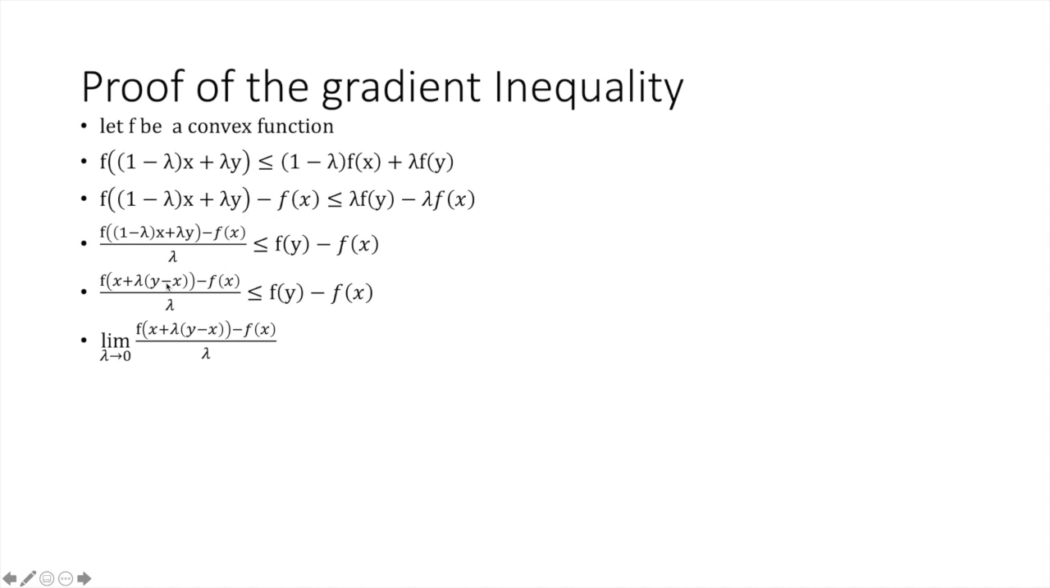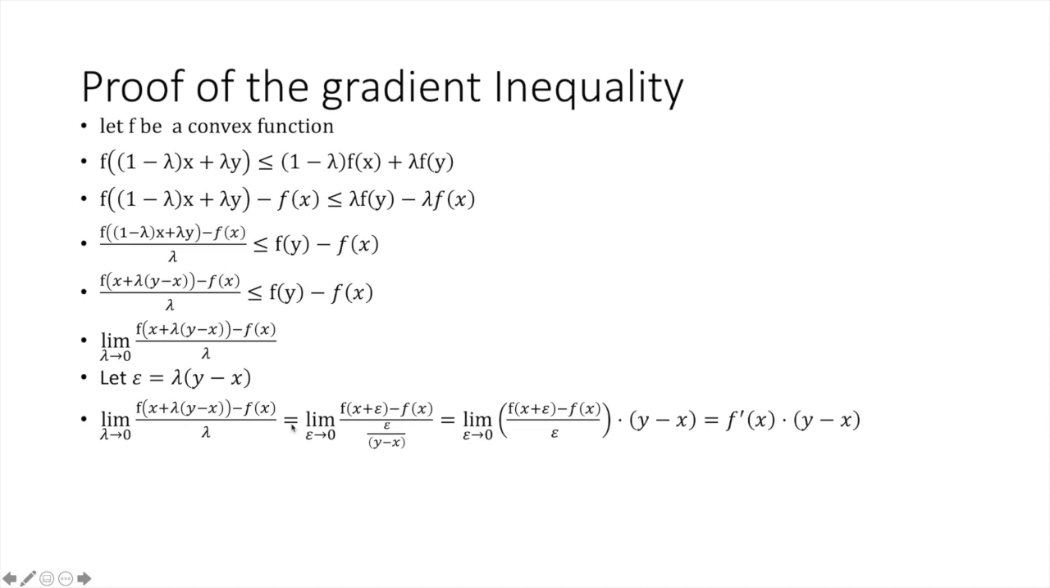Now let's see what happens when lambda approaches 0. If we replace lambda multiplied by y minus x with epsilon, we will get that this limit is equal to this limit. We just replace this expression with epsilon. So let's move this to a multiplication, and we get this limit. Now this limit is the definition of the derivative, and this is y minus x. And so we got that this limit is actually equal to f prime of x multiplied by y minus x. And now we got this inequality.